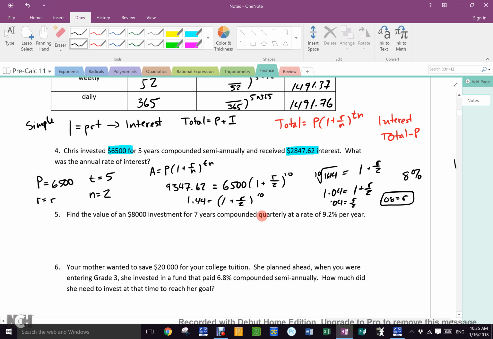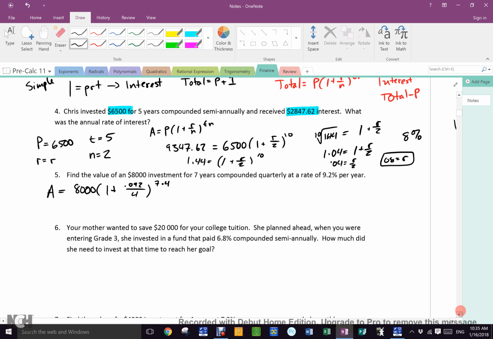8,000 investment, 7 years, compounded quarterly rate. Principal, time, n, rate. So I just do the formula, don't I? A equals principal, 8,000. 1 plus, what's my rate? 0.092 over what for quarterly? 4 to what power? 7 times 4, which is 28, right? Then you would fill that out. Everybody cool? Or you'd punch that into your calculator, I mean. Everybody good? Okay, what's the next one going to be?